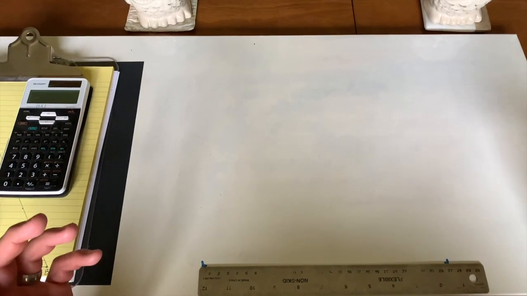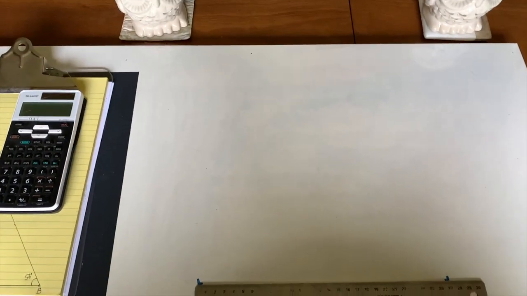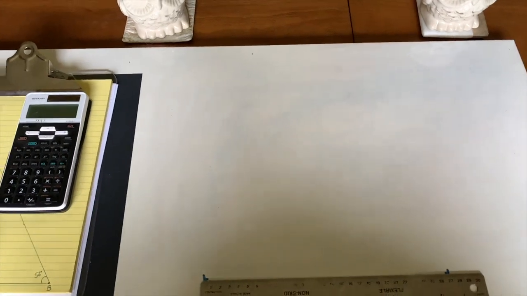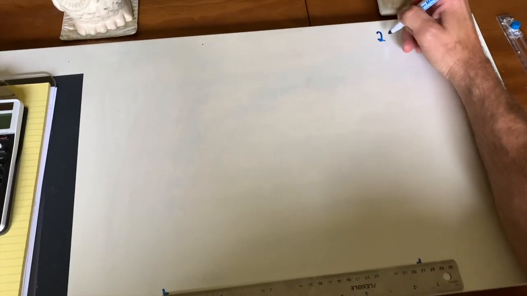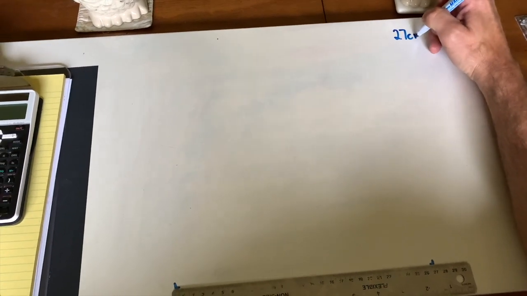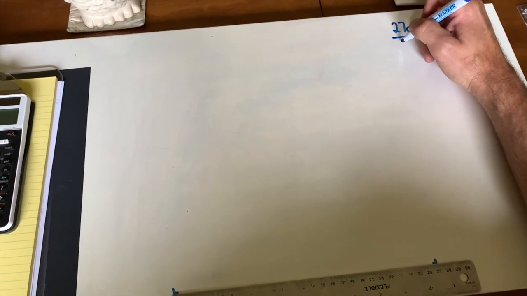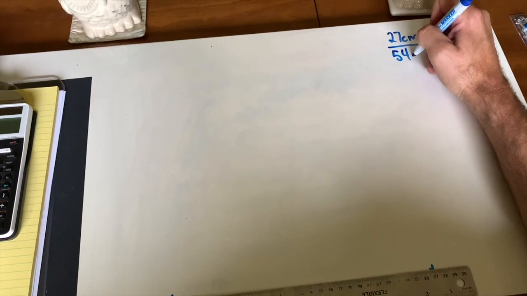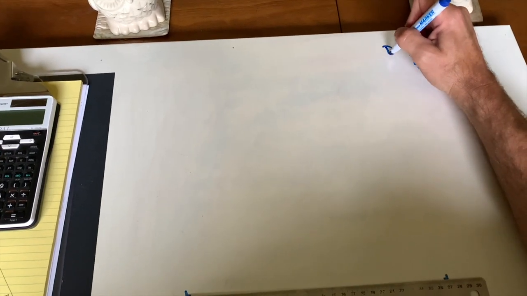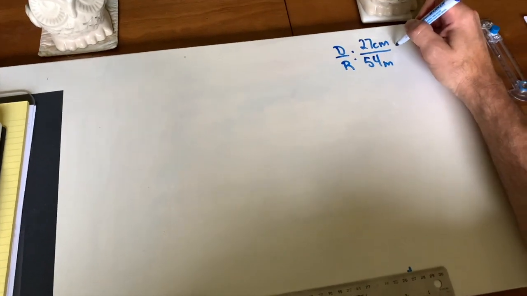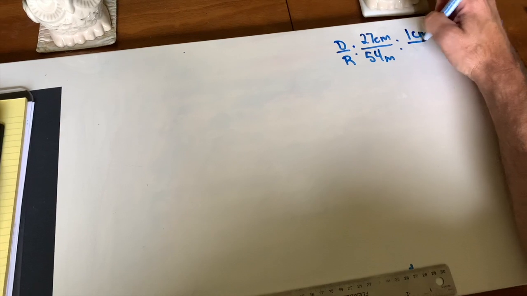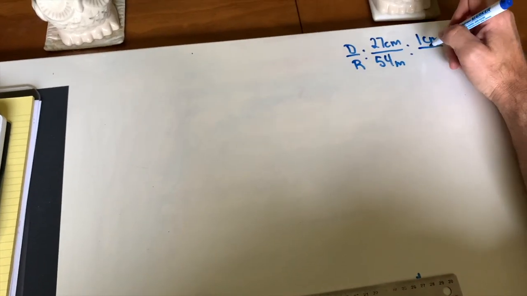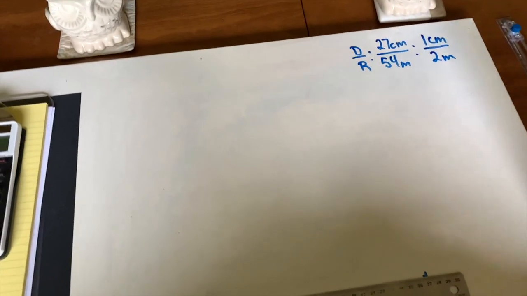Why 27 centimeters, Mr. Bosch? Well, 54 divided by 2 happens to be 27, which means that 27 centimeters is 54 meters. So this would be the drawing, and this would be reality. If we take that a step further, 1 centimeter on my drawing here is equal to 2 meters in reality.